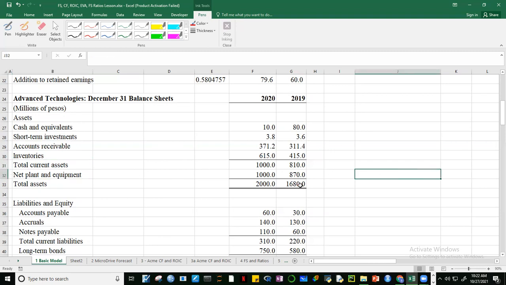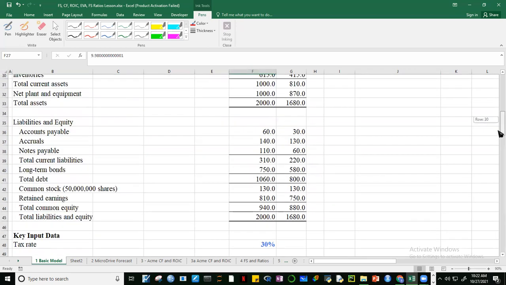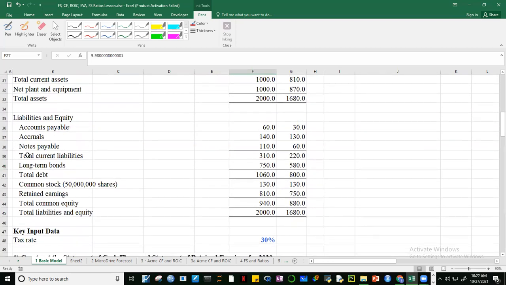For 2019, the total assets was 1680. Then it increased by 320 to 2 billion in 2020. Notice, guys, that in the balance sheet, I'm just using one decimal place. For our purposes, that will be fine. Then we have the liabilities and equity. You have here total current liabilities, and then we have long-term bonds. This is long-term liability. So the total debt is a combination of your current liabilities and long-term liabilities.